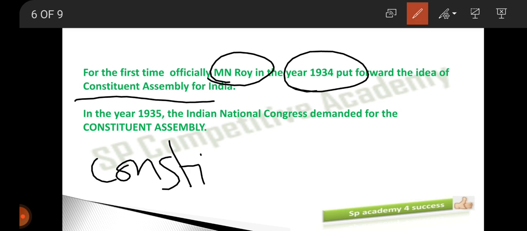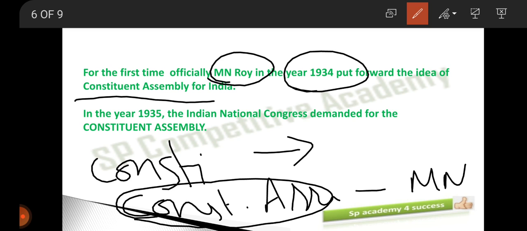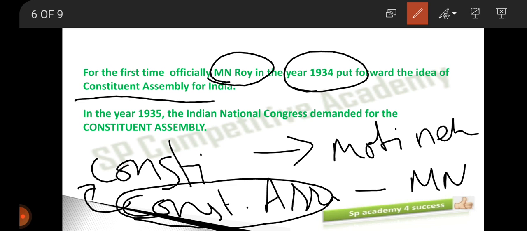But about the Constituent Assembly, the proposal was put forward by M.N. Roy ji. So make a difference between the constitution and the Constituent Assembly. The Constituent Assembly will contain a group of people who will frame the constitution. So we should have the constitution. Who said this? Motilal Nehru ji said this officially. Who said that we should have a Constituent Assembly? It was M.N. Roy ji. So please guys, make a difference of this.